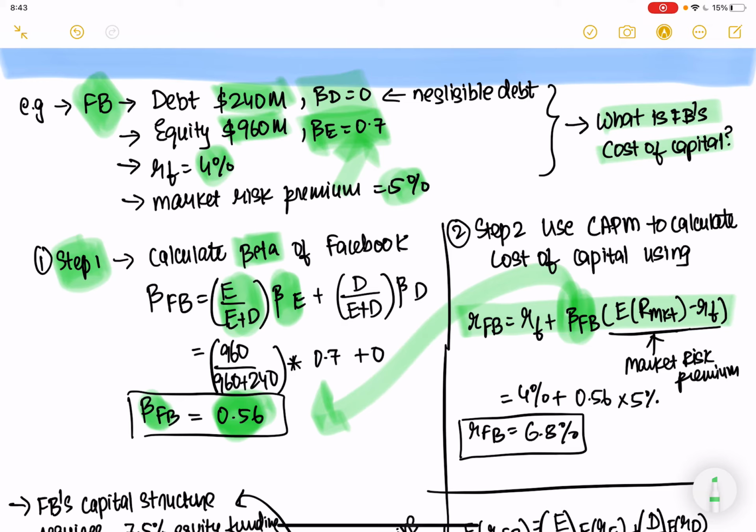So now we got beta, and we can plug that into the cost of capital formula and get the return that Facebook investors expect. From a beta of 0.56 we get a return of 6.8%. So Facebook investors would expect 6.8%. That's the cost of capital for Facebook, based on its current debt and equity.